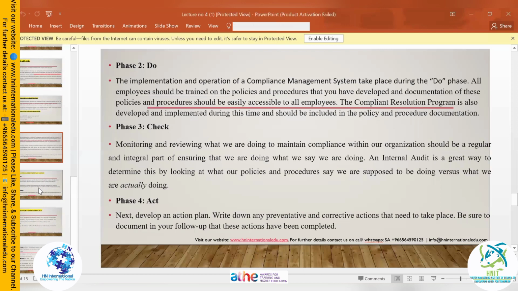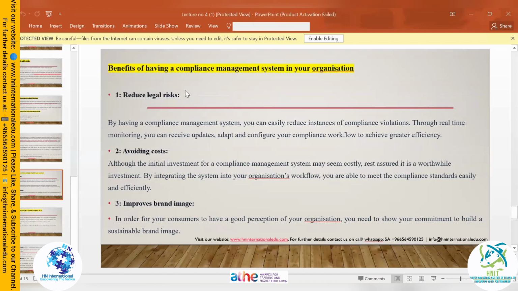The next is the benefits of the CMS in your organization. Reduce legal risk. By having a compliance management system, you can easily reduce instances of compliance violations. Through real-time monitoring, you can receive updates, adapt, and configure your compliance workflow to achieve greater efficiency. Avoiding cost. Sometimes it may be costly at the initial stage. You have to invest in some strategies, but it would be fruitful afterwards.